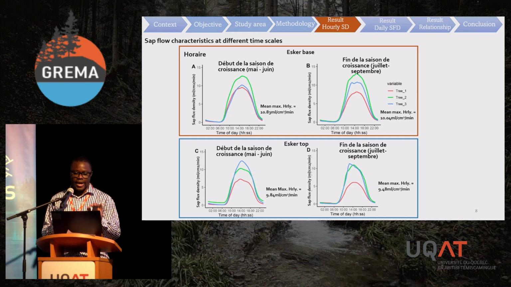Comparing the early growing season at the base of the esker to the late growing season at the base of the esker, we'll see a slight decline in the sap flux density. Also, looking at the top of the esker, there's a decline in sap flux density during the late growing season. And comparing the two sides, although it's really slight, looking at the mean maximum hourly sap flux density, we can see from this image that there's a decline in sap flux density during the late growing season.